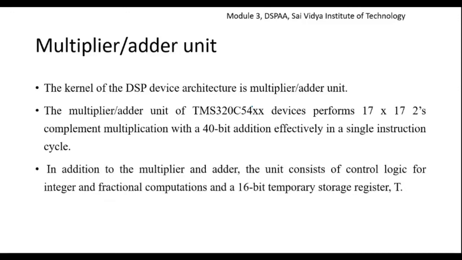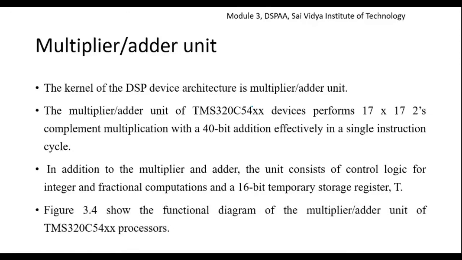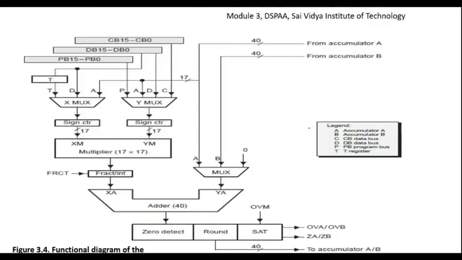Also this multiplier and adder unit consists of control logic for integer and fractional computations, and a 16-bit temporary storage register T is used to perform these operations, to store the data after the multiplier and addition operation. And we have the next block diagram. The next block diagram that we have here is the multiplier and adder unit. The multiplier and adder unit is also called the MAC unit, multiply and accumulate unit.